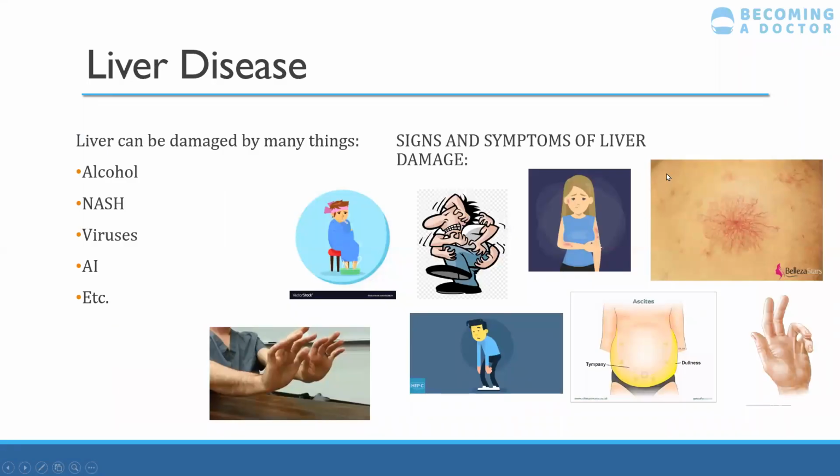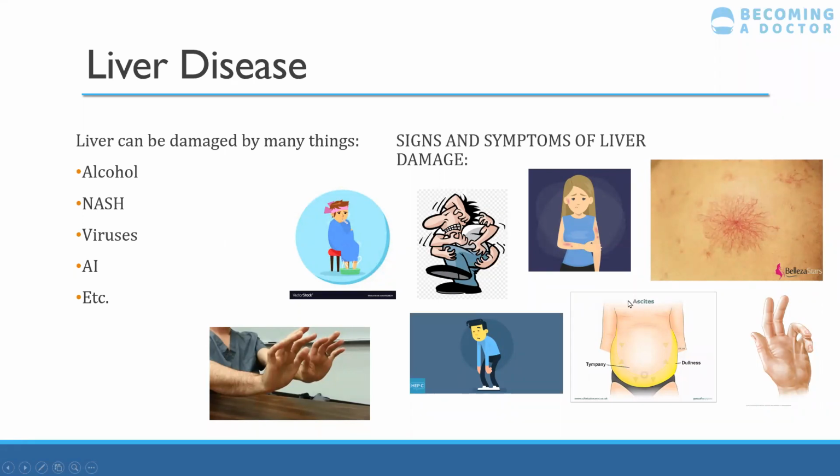Okay, so liver disease. Your liver can be damaged by many things, and this is just a very brief list of them. Any of these things damaging the liver would give rise to loads of signs and symptoms. It can be very vague as well, like general malaise, just generally feeling very unwell. You might feel very itchy, and the itchiness is mainly due to your bile salts, which cause your skin to become very irritable.